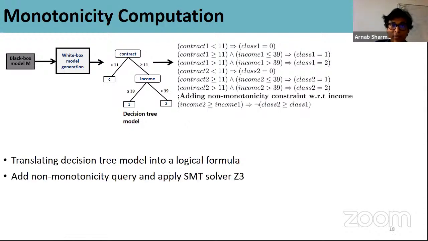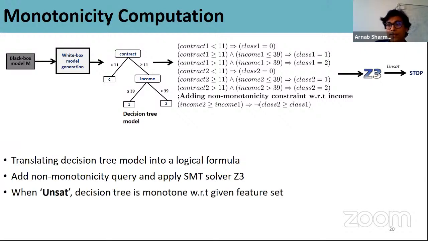After converting the tree to a logical formula, we next add the non-monotonicity constraint to the formula. So then the idea is to try to find out whether we can find that the monotonicity constraint is violated. So after adding this, what we do is we give this formula to an SMT solver, Z3, and Z3 then checks for the satisfiability. If it cannot find any counterexample for this logical formula, then we stop there. Although it might happen that the given black box model is still non-monotone. So essentially, this is a testing approach.